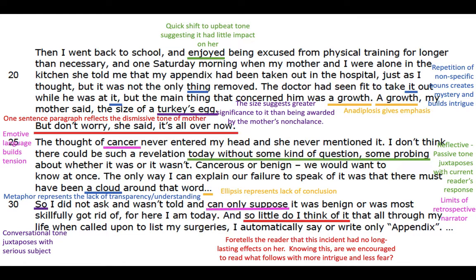But we're still left hanging, going, hold on, wait, I want to know more. What do you mean something was removed from her? And so she's now, of course, thinking as an adult looking back. And she mentions the word cancer, which I'm sure is what many of us as readers were thinking. But she says at the time, cancer never entered her head, and she never mentioned it. And she reflects on how times are different. I don't think there could be such a revelation today without some kind of question, some probing. And that's really reflective, I would say, of how the reader is responding.